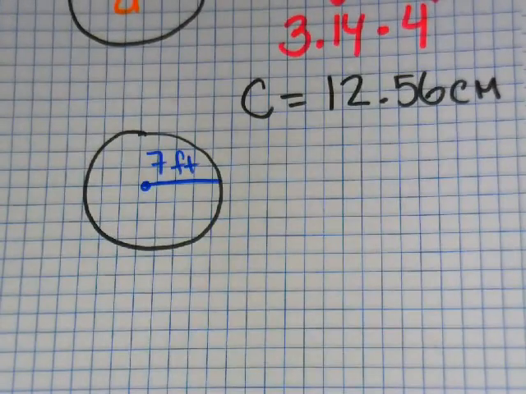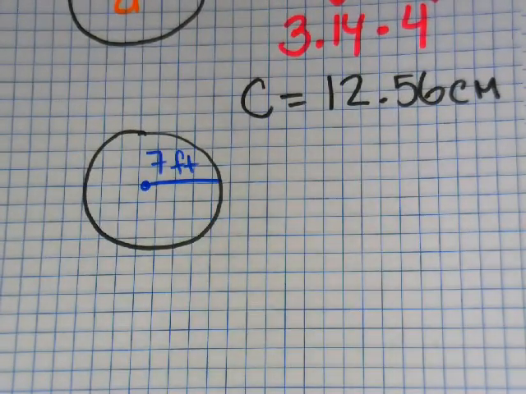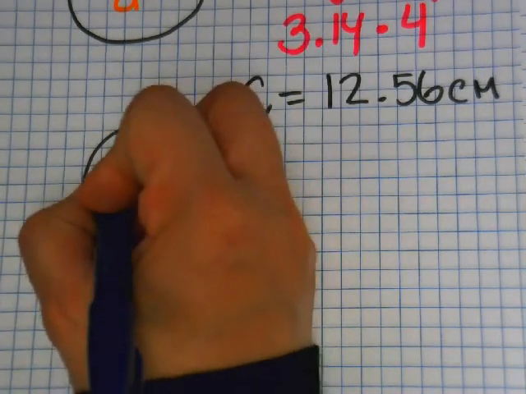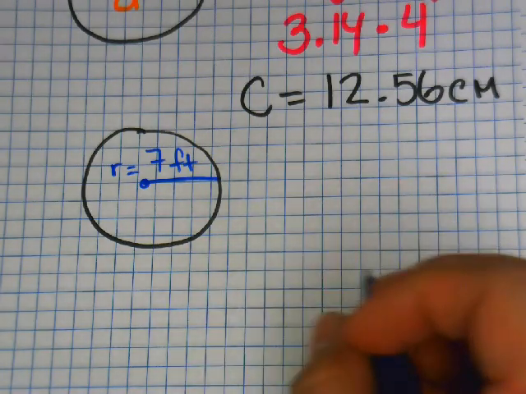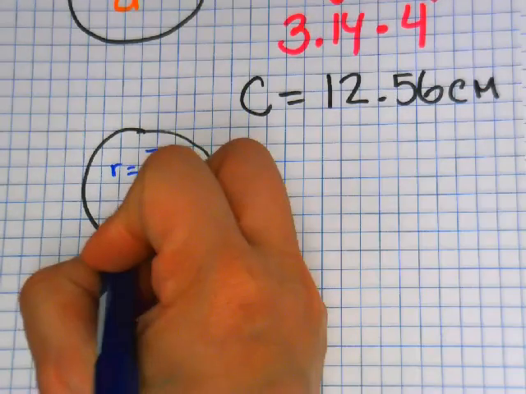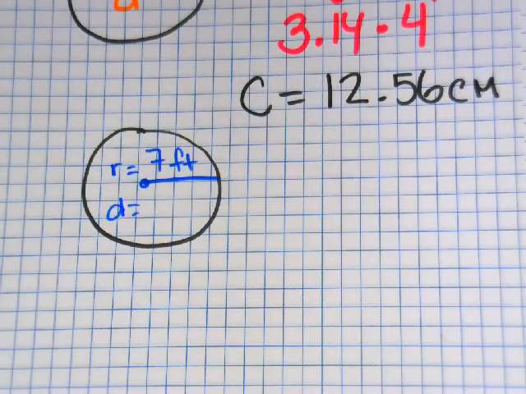And they give you this. Can I use the 7? No, you can't, because the 7 is a radius, and I do not use the radius. So the radius is 7, but I don't need the 7. I need the diameter. So what would the diameter equal of the same circle?